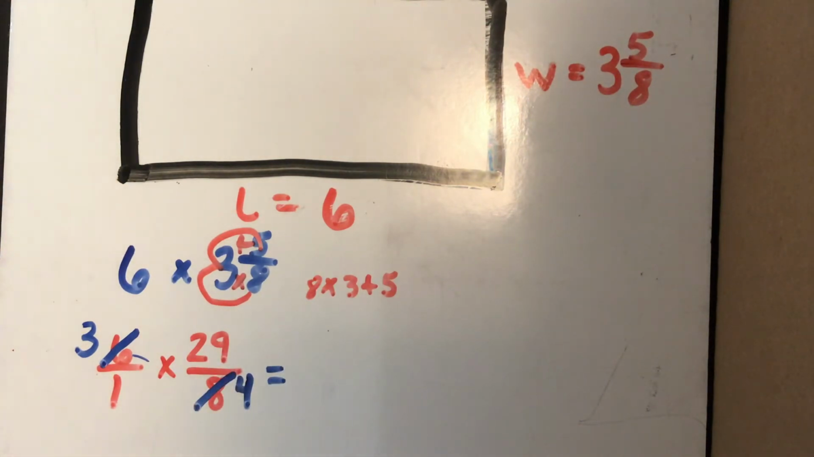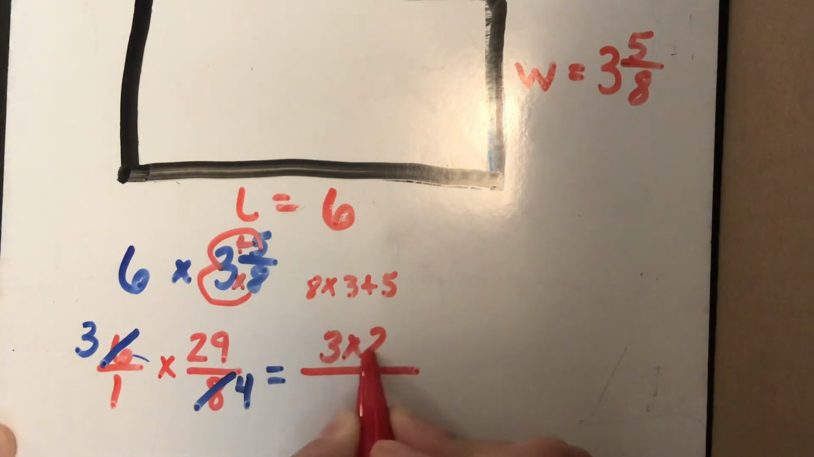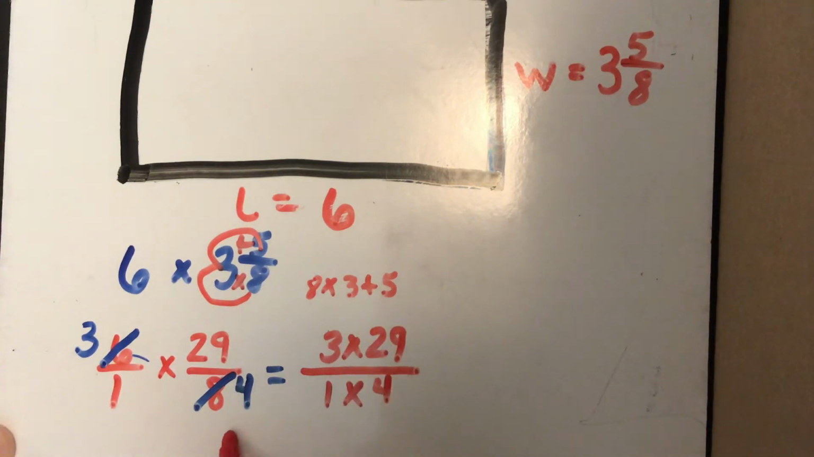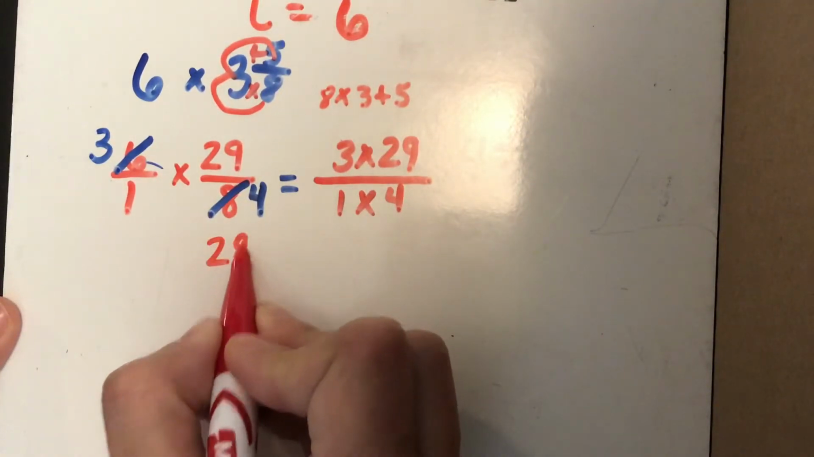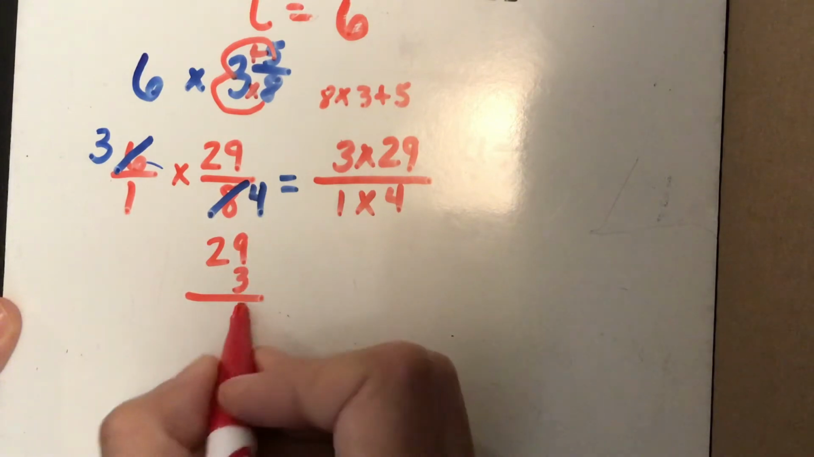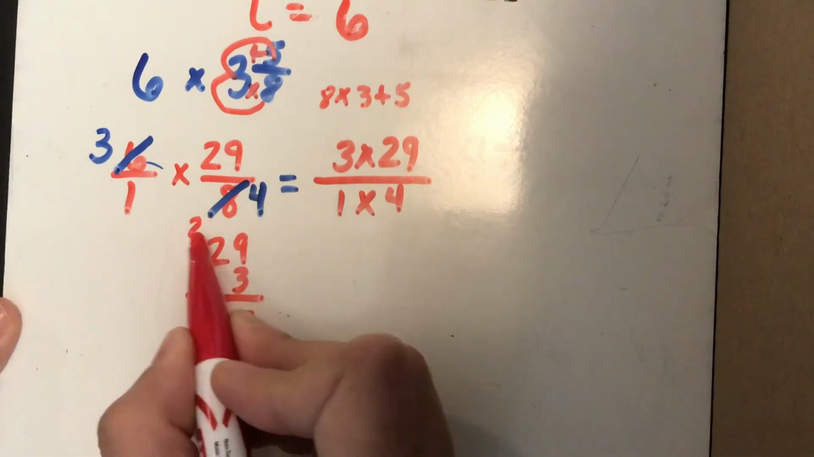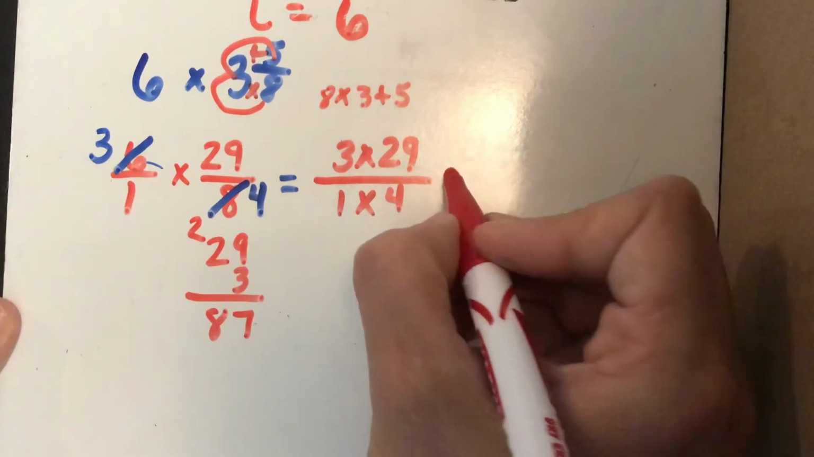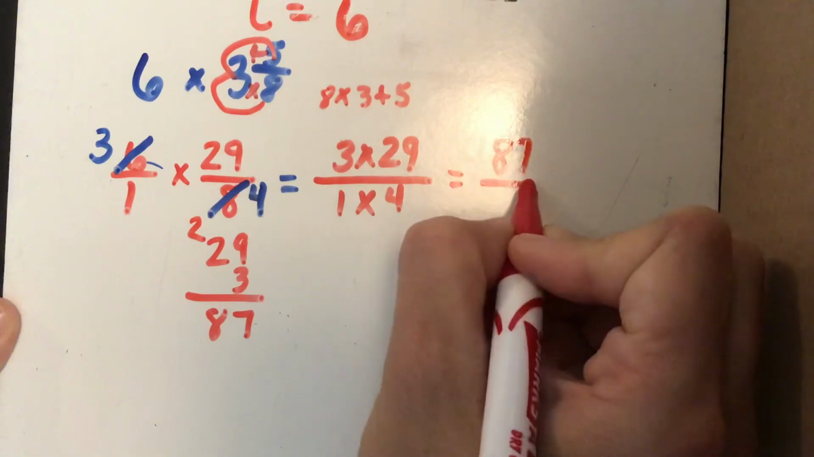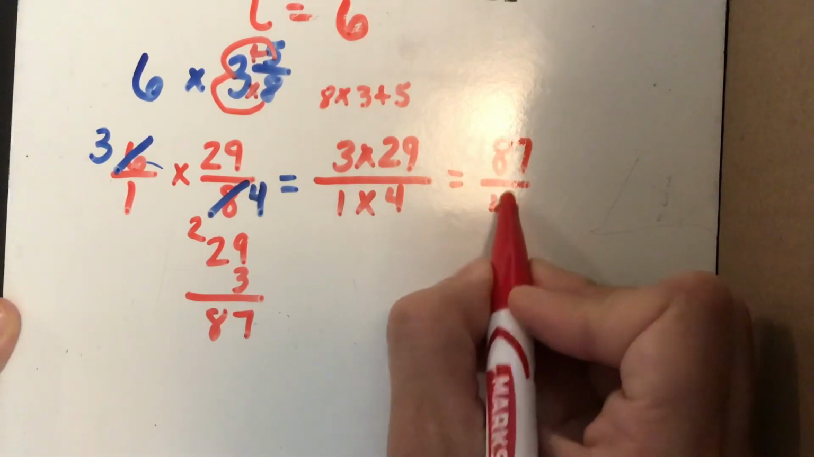And then my next step is to just go through your steps again. We're going to multiply straight across, numerator times numerator, and then denominator times denominator. So I'm going to multiply 29, scoot this up, 29 times 3. Okay, 3 times 9 is 27. 3 times 2 is 6, plus 2 is 8. So that gives me 87 over 8. 4 times 1 is 4.